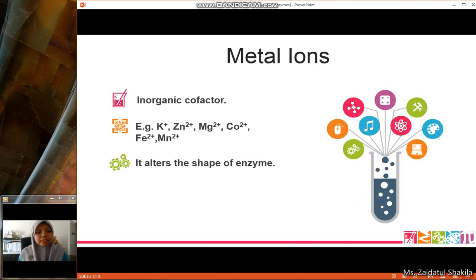And lastly is metal ions. Metal ions are inorganic cofactors. Examples of metal ions are K+, Zn2+, Mg2+, Co2+, Fe2+, and Mn2+. What is the use of metal ions? It is used to alter the shape of the enzyme so that the binding of substrate is easier.